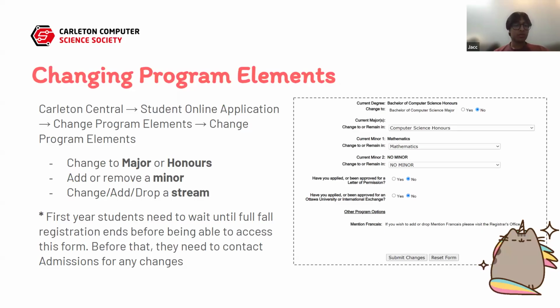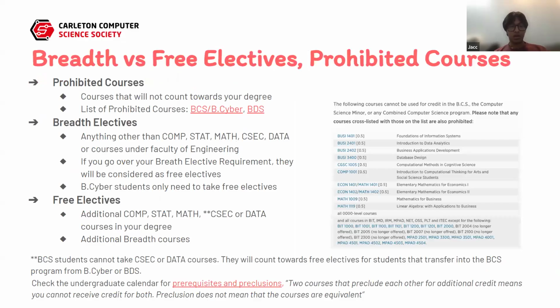As a first year student, you cannot add a minor to your degree through Carleton Central until the fall registration period ends. So if you do want to make changes before that, you should just contact admissions directly.